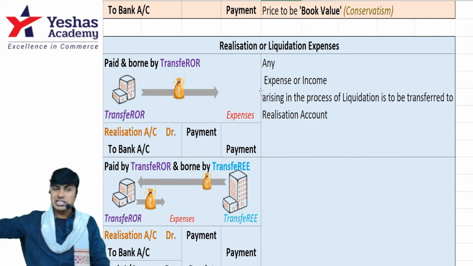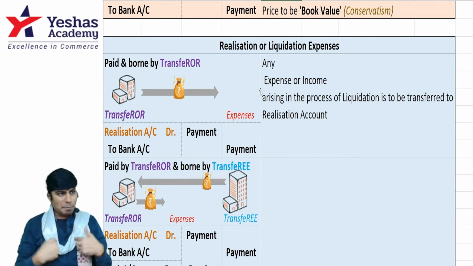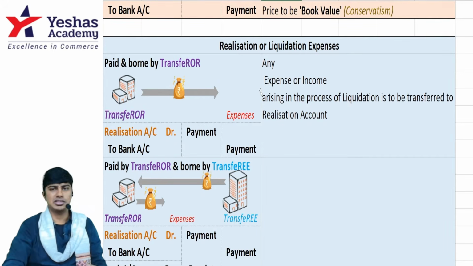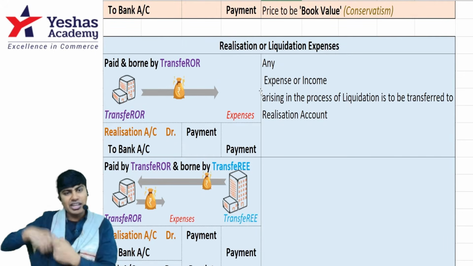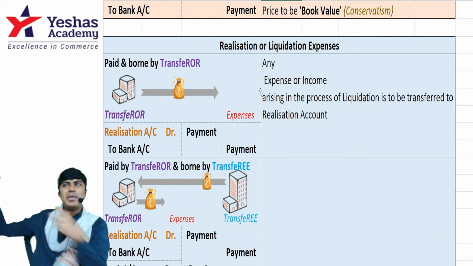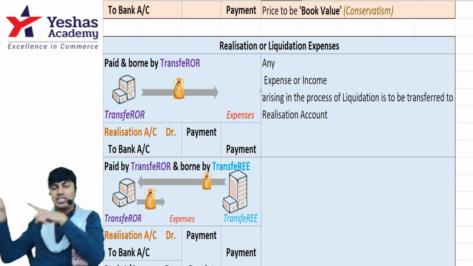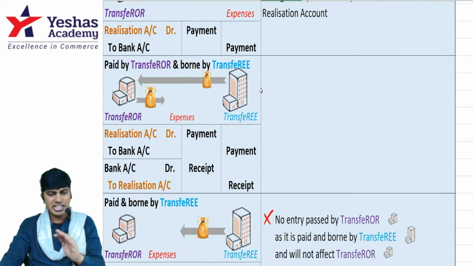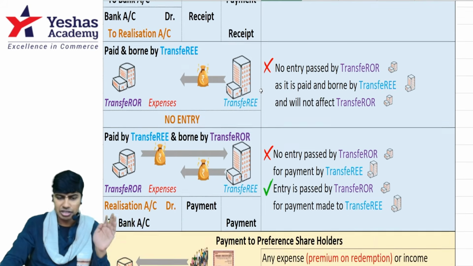What if they reimburse the expense that I paid? When I paid, realization to cash. When they pay, cash to realization. What if they pay and I reimburse them? When they pay, I won't write an entry. When I reimburse it to them, realization to cash. Simple. Realization expense paid is done.